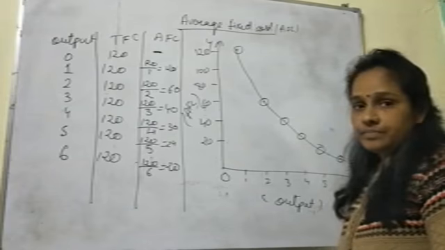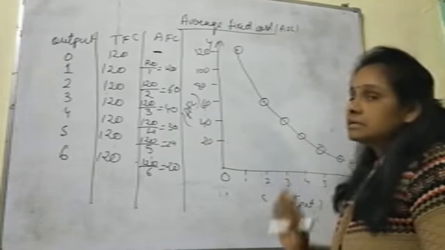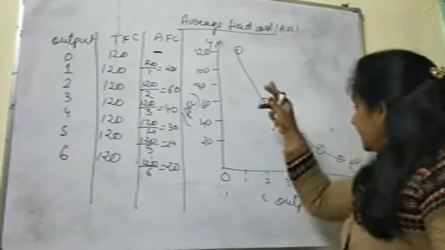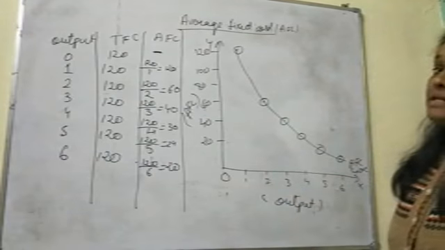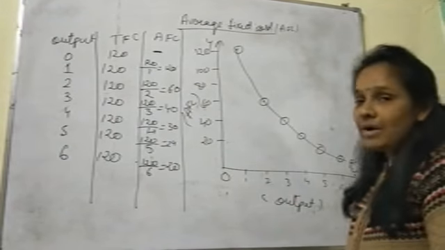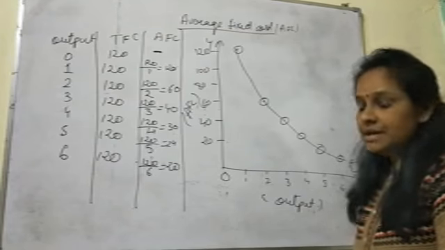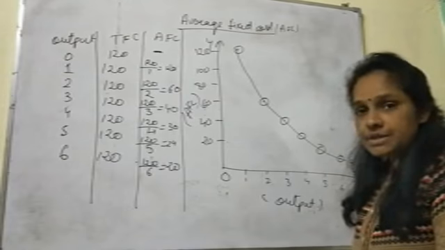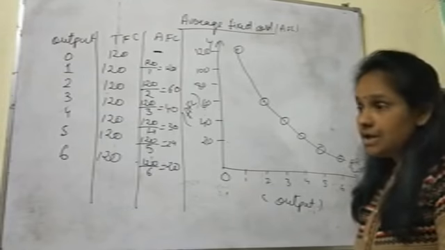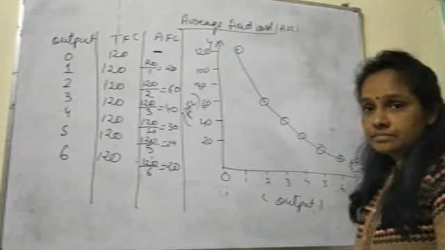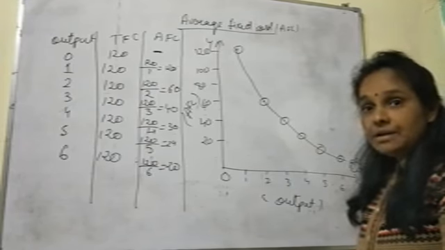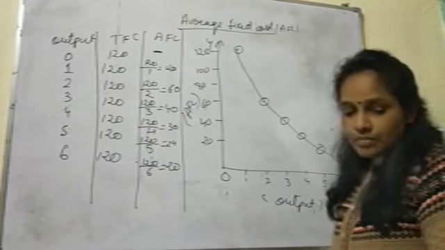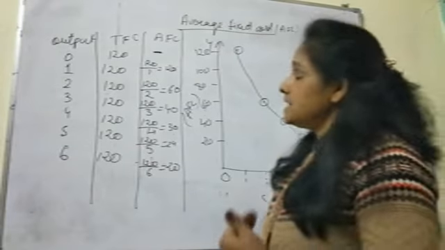Now about the diagram. In the above diagram, we can see that the AFC curve is sloping downward because AFC decreases with the increase in the level of output. Full stop. Okay. So just now I have completed AFC.